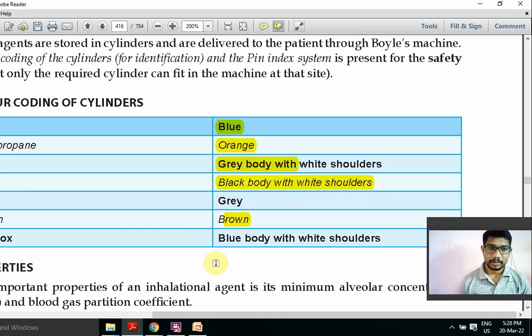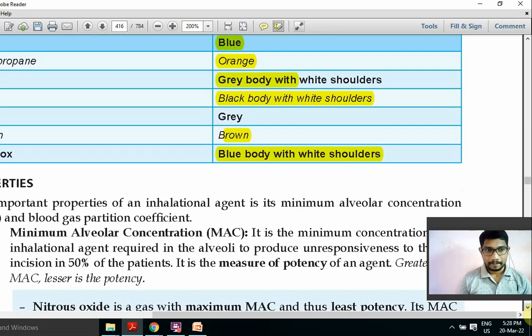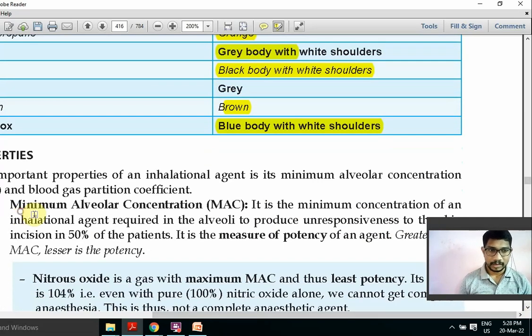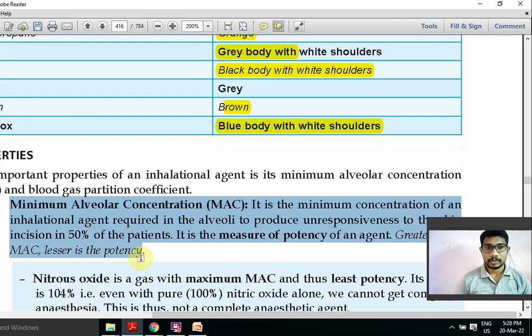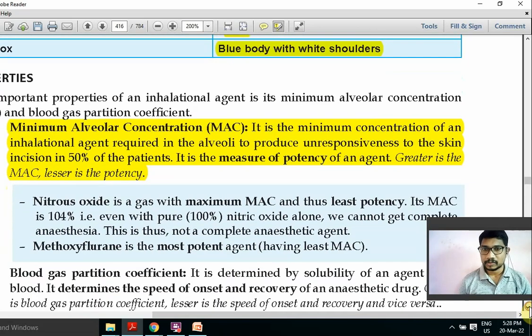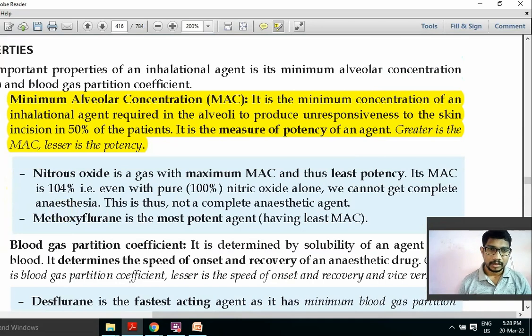Entonox means 50% oxygen plus nitrous oxide, blue body with white shoulder. Minimum alveolar concentration will determine the potency of your general anesthetic agent. It is the minimum concentration of inhalation anesthetic required in the alveoli to produce unresponsiveness to the skin incision in 50% of patients. मतलब minimum alveolar concentration कैसे calculate करते हैं?